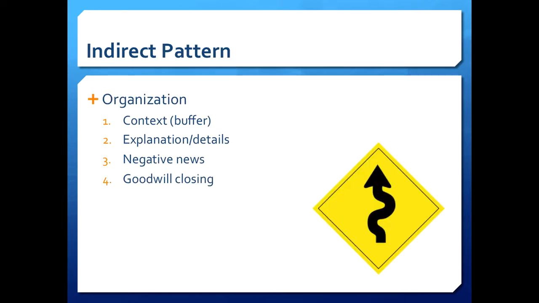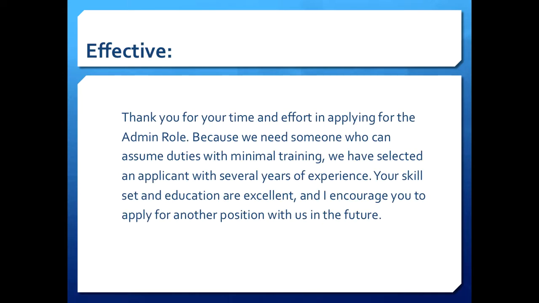So what we want when we have bad news is a context, a buffer. Typically the organization of this type of message in an indirect pattern is some kind of buffer, an explanation about why we have the bad news, the actual bad news, and then some kind of point of goodwill or closing, saying that we still care and have concern about the reader. So here's an example of an effective indirect message. Thank you for your time and effort in applying for the admin role. Because we need someone who can assume duties with minimal training, we have selected an applicant with several years of experience. Your skill set and education are excellent, and I encourage you to apply for another position with us in the future.